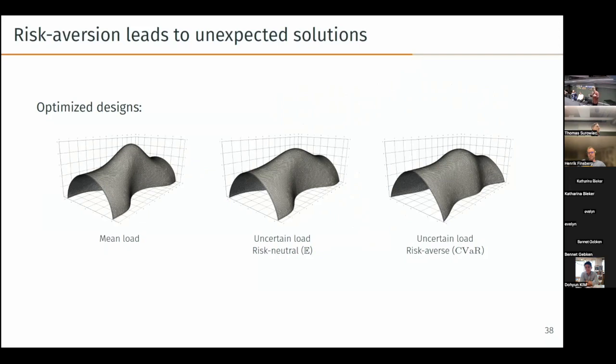And in order to accommodate those, you end up getting a very different shape than if you were to just average out the effects of those forces on the objective function, which you see in the middle.